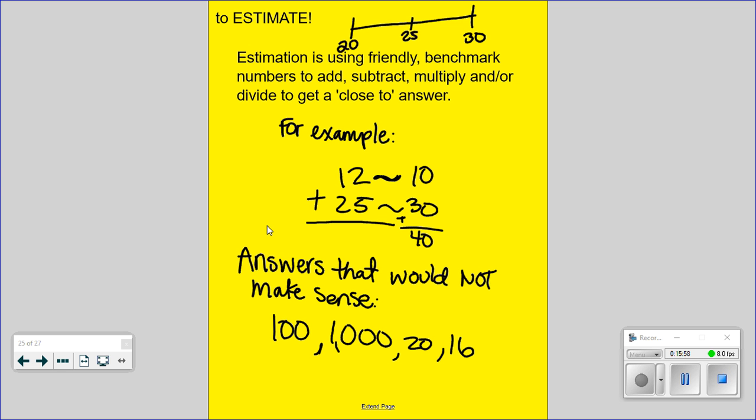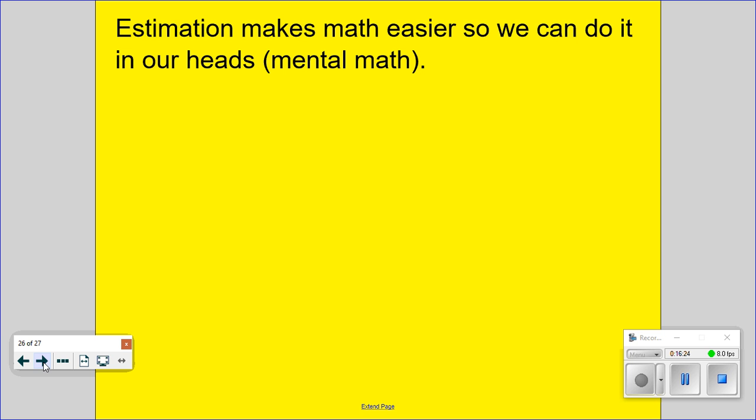This is what good mathematicians do. I don't even need to figure out what the answer is. I just need to know what it's close to. Because Liam, if I add 12 plus 25 and I accidentally get 1,000, is that right? No! You know something's wrong.